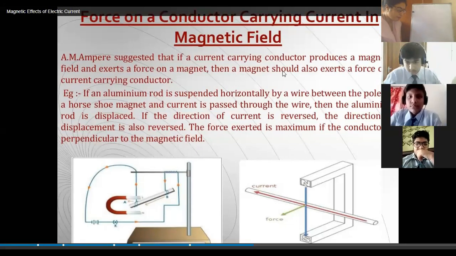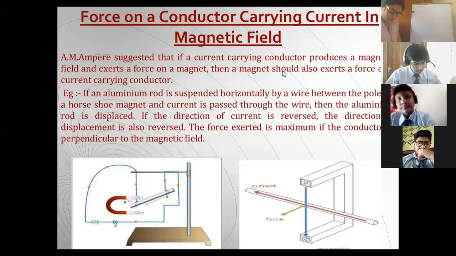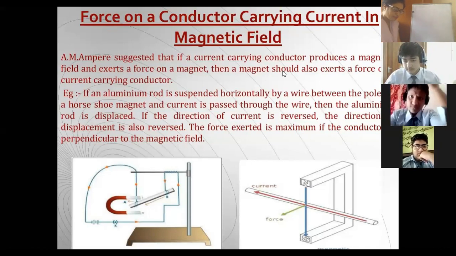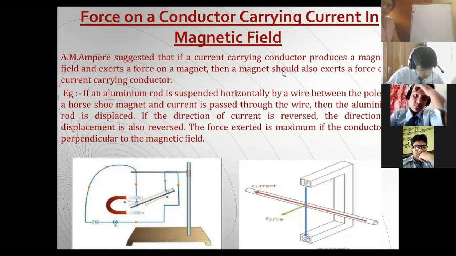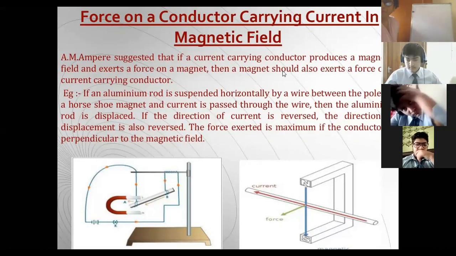We have already discussed what the magnetic field will be when the current flows through a straight current carrying conductor, what the pattern of the magnetic field will be when the current flows through a loop, and what the pattern will be when the current flows through a solenoid.